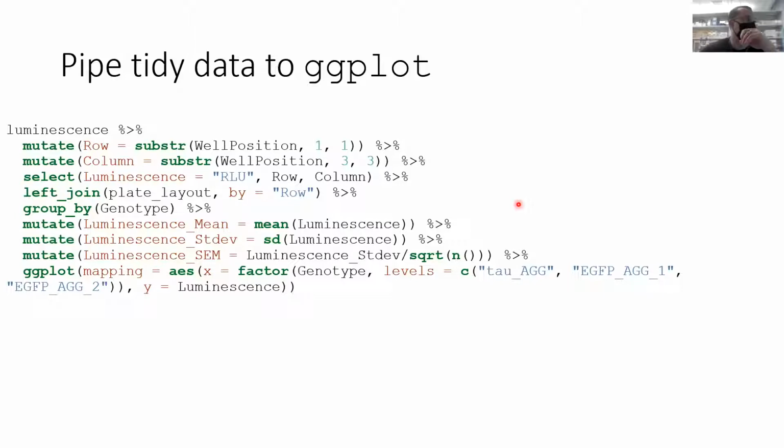So we're done. We're done wrangling our data. We have now grouped it. We have the individual data points. We have the mean, the SD, and the SEM. All that's left to do is plot it and do the stats.